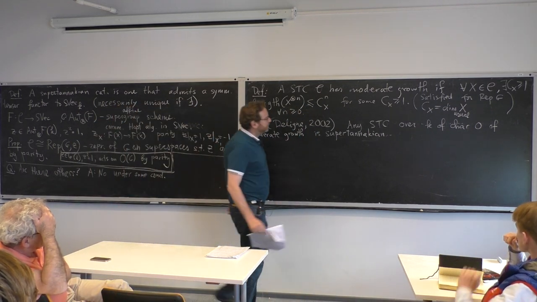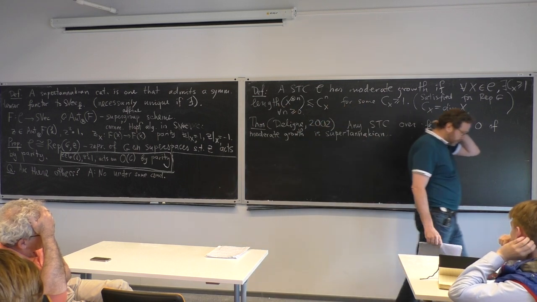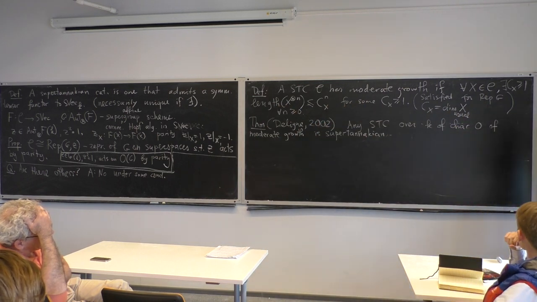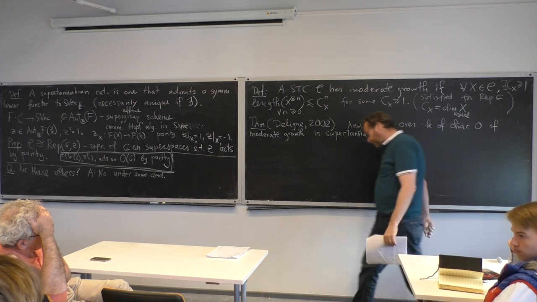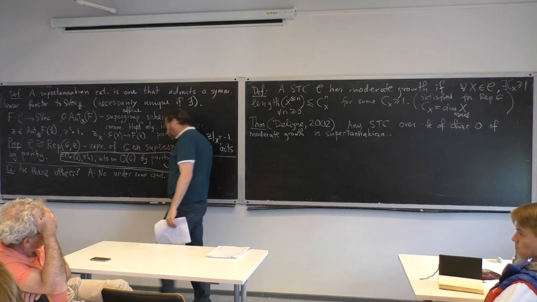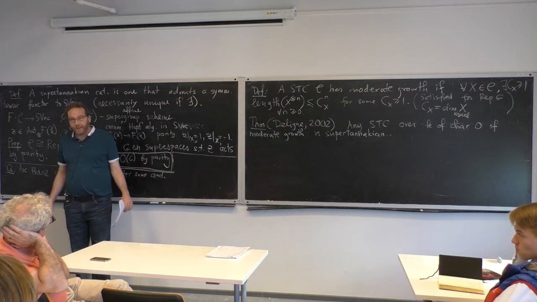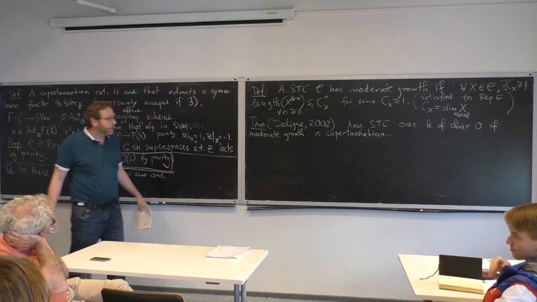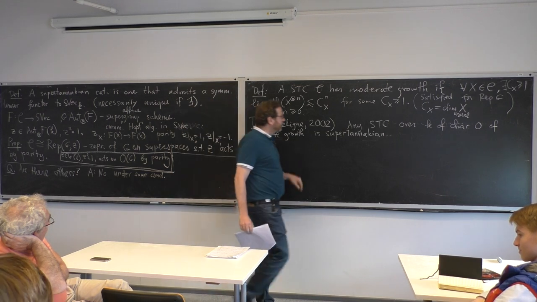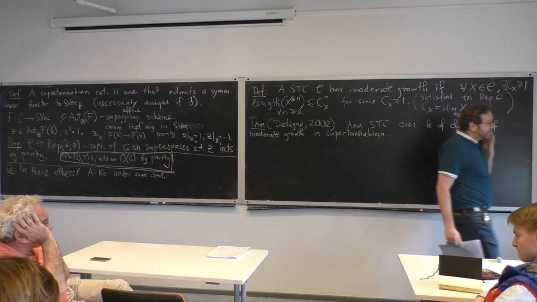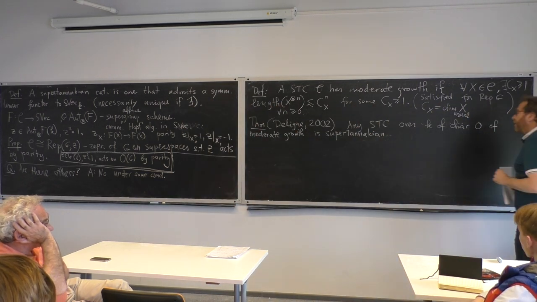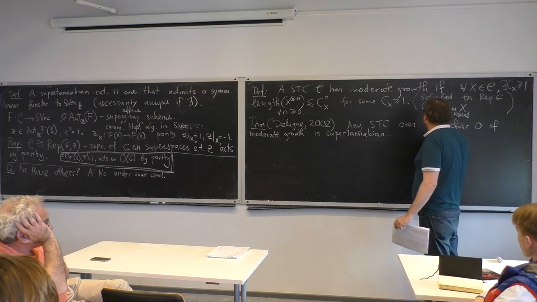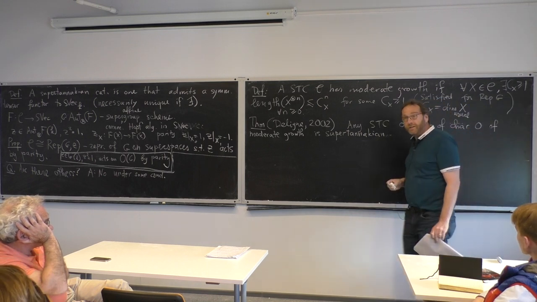So examples of non-moderate growth in characteristic zero are called Deligne categories, and they are interpolations of representation categories of classical groups, such as GLn or Sn, to the case when n is not an integer, but let's say a complex number. And this is a very interesting subject. Maybe I'll mention it next time, tomorrow, but today I want to focus on the other case of positive characteristic.